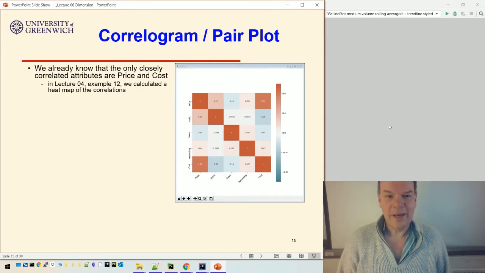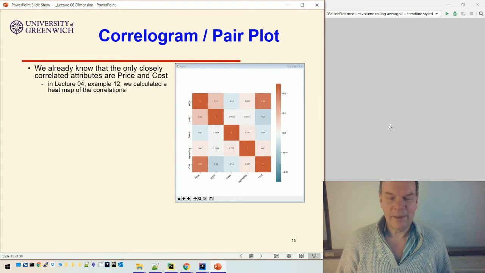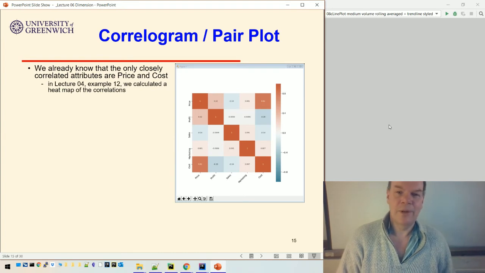Okay, so another way to visualize these things is with what's called a correlogram or a pair plot. This can mean a number of things, and we're just going to look at one aspect of them. So, actually, if we go back two lectures, we already know about the correlations between these variables. We already did this in topic 4.